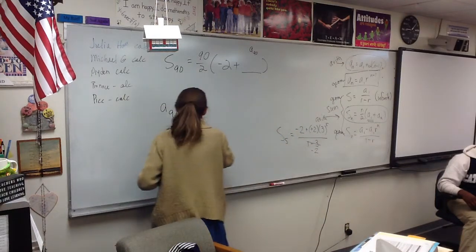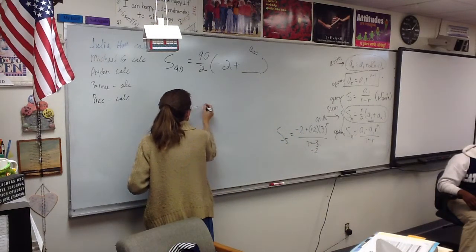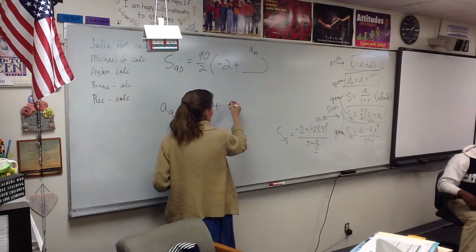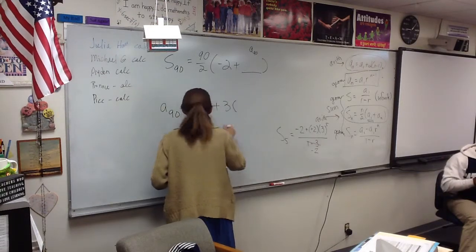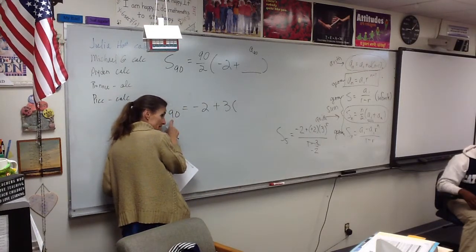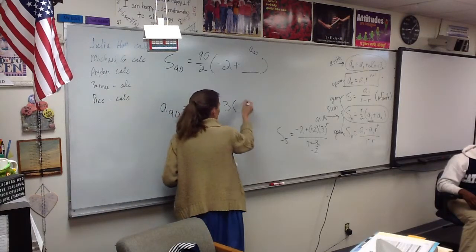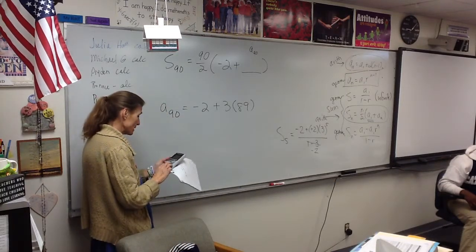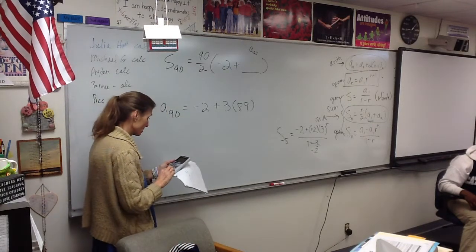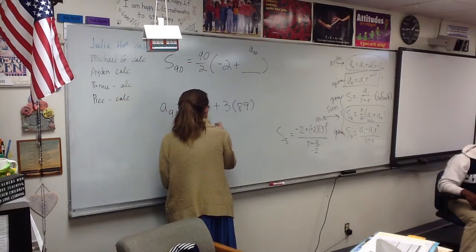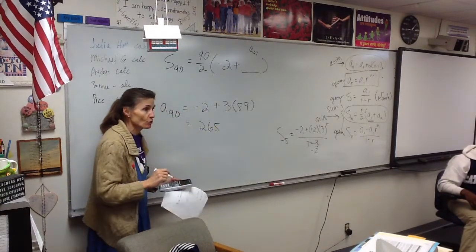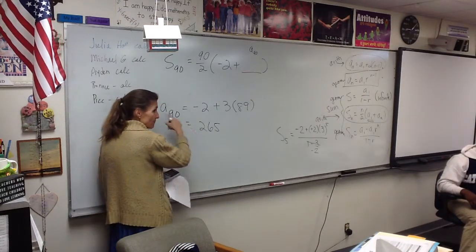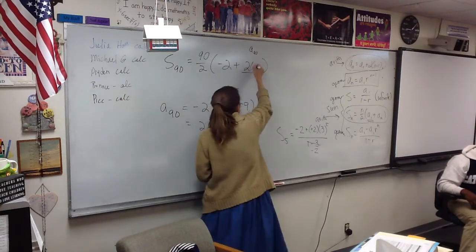What does that formula say? A sub 90 will be what? -2 plus, what's my d? 3. And if n is 90, what would n minus 1 be? 89. So 3 times 89, I got 267. Yes, ma'am. Now, do not put a circle around that. That is not the answer. What is that? That's a sub 90, which is the number that has to go here.